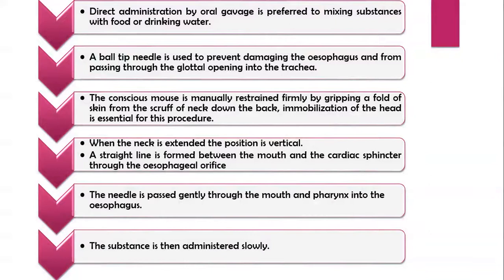When the neck is extended, the position is vertical. A straight line is formed between the mouth and the cardiac sphincter through the esophageal orifice, and the needle is passed gently through the mouth and the pharynx into the esophagus, and the substance is then administered slowly.